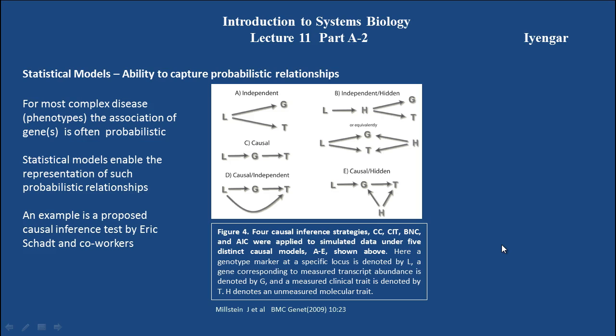Here is an example that I took from a paper by Eric Schadt and his colleagues, where they devised a statistical test that would link a gene to a phenotype. This linkage can be from a locus, or a position in the chromosome, to a phenotype or a clinical trait called T, and there can be a variety of ways in which they can be linked using a variety of statistical tests.